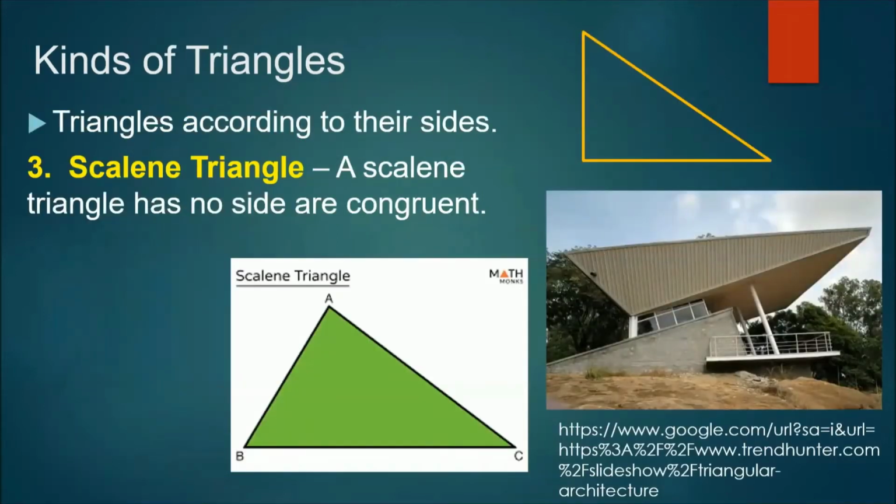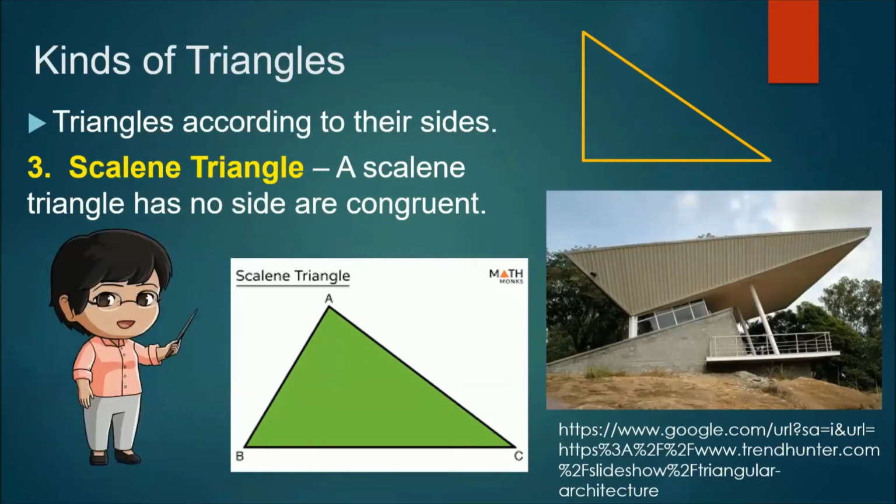And we have scalene triangle. A scalene triangle has no side congruent. Look at these examples. You can make a beautiful design out of scalene triangle in buildings and in the roof of this building.